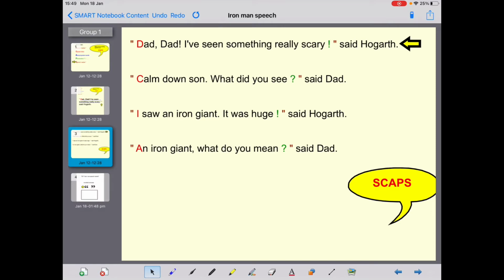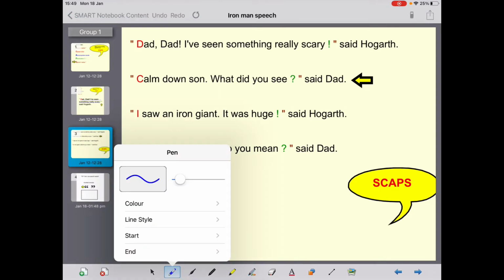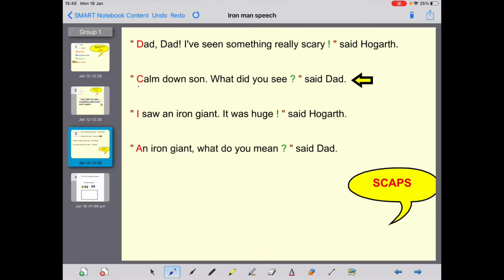Okay, let's have a little look through. So I know this sentence is punctuated correctly because we've just done it. Let's go down to the next sentence. "Calm down, son. What did you see?" said Dad. So we've got speech marks, capitals, actual speech, punctuation, and speech marks, SCAPS. Fantastic. Let me just show you in blue what was the actual words that were spoken by Dad. "Calm down, son. What did you see?" So all of that goes within the speech marks.